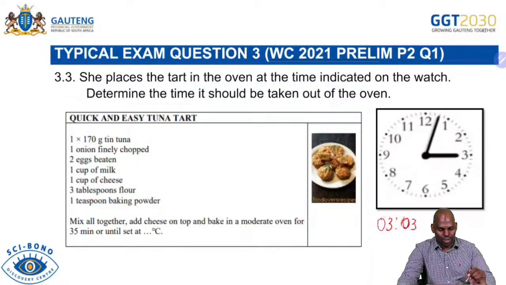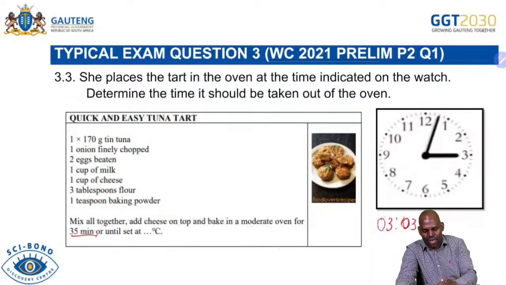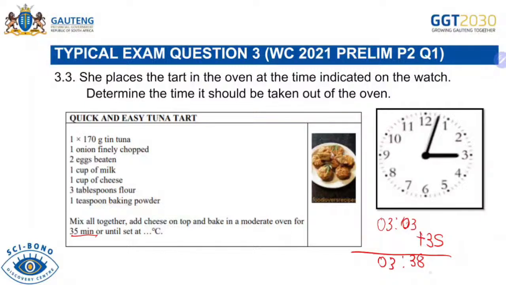The time it should be taken out. If you read at the bottom there, they say all together, add cheese on top and bake in a moderate oven for 35 minutes or until set at a certain temperature. So 35 minutes later, if it's 03:03, then we say plus 35 minutes. Then 03:03 plus 35 will give us 03:38. So it means it will have to be taken out of the oven by 22 minutes before 4. So that is about 35 minutes later.